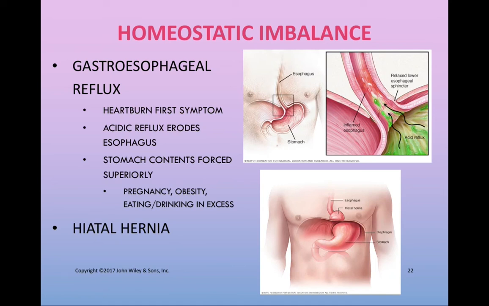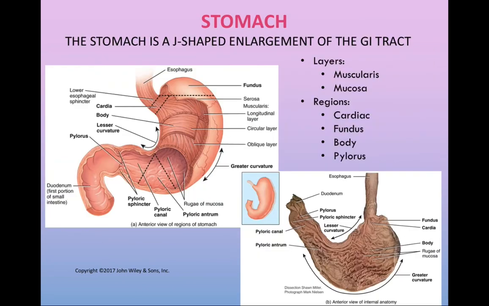If allowed to persist long enough, this can ultimately lead to a condition known as Barrett's esophagus, which is precancerous. Our other pathological condition is a hiatal hernia. A hiatal hernia is when part of the stomach projects up through the diaphragm into the thoracic cavity. This can also lead to gastroesophageal reflux as a result, or perhaps difficulty swallowing.